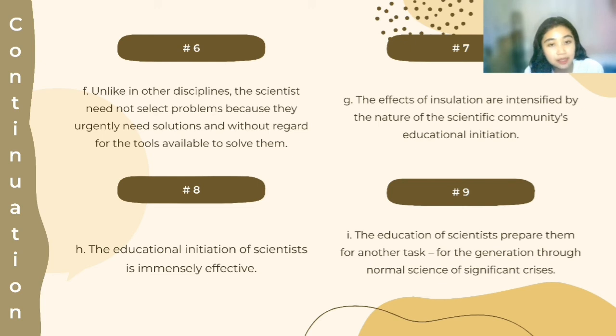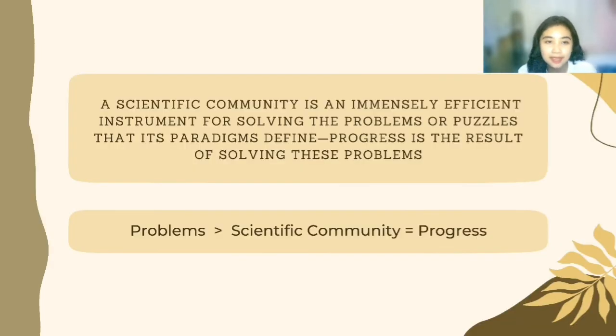It equips scientists well for normal science because they notice when things don't work. However, when a crisis does happen, they're not good at dealing with it because they can't easily create new theories. Scientific training is not well designed to produce the man who will easily discover a fresh approach. In its normal state, the scientific community is an immensely efficient instrument for solving the problems or puzzles that its paradigms define.